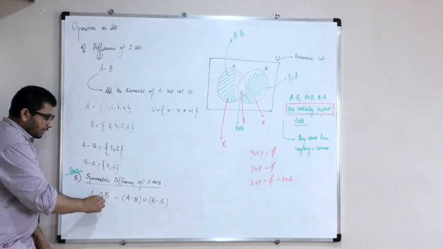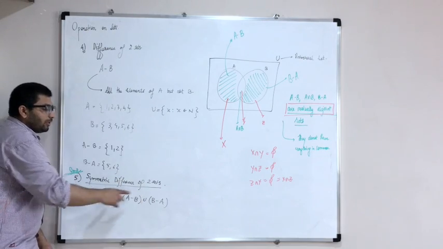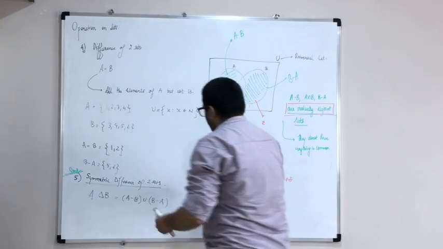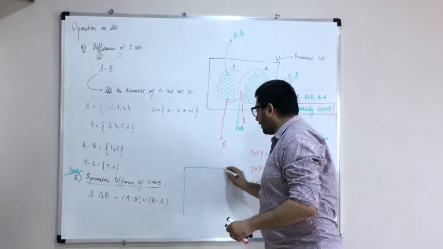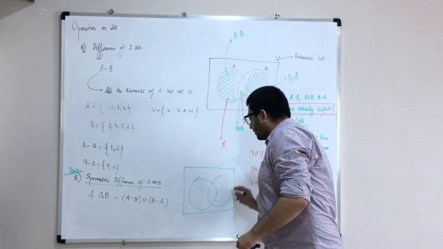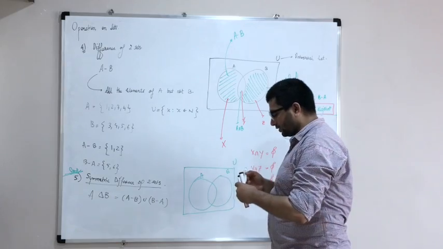It's nothing but the symmetric difference of two sets, that is A minus B union B minus A. Now what does this represent in the given set? See, now you are very good in terms of Venn diagram understanding. So let's do it by Venn diagram and understand what it means. This is A, this is B, this is a universal set.